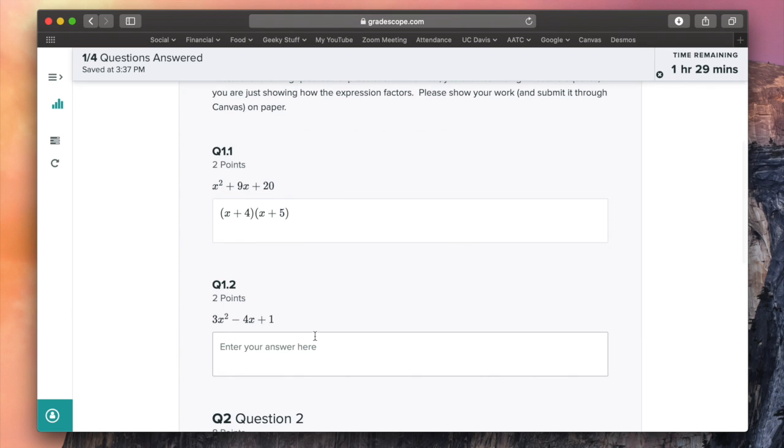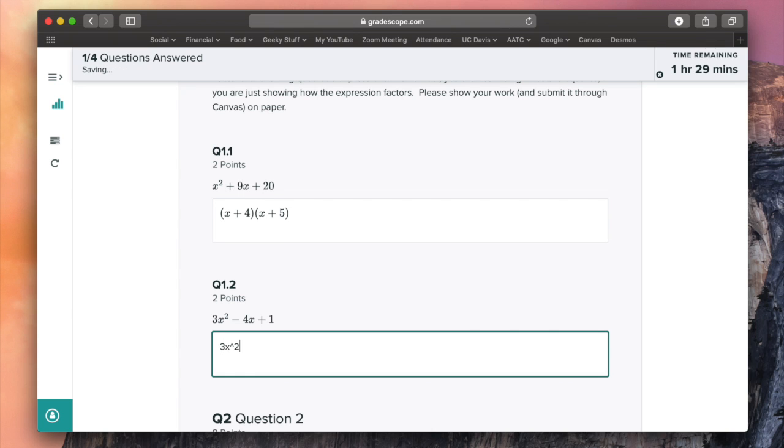Same deal here. 3x squared minus 4x plus 1. I'm trying to factor that. I'm looking for things that multiply to 3 times 1, which is 3, and add to negative 4. It's going to be negative 3 and negative 1. Now remember, that's not how it factors. I would write my work down on paper, but I'm just going to show it to you here. So here's the work I would do.